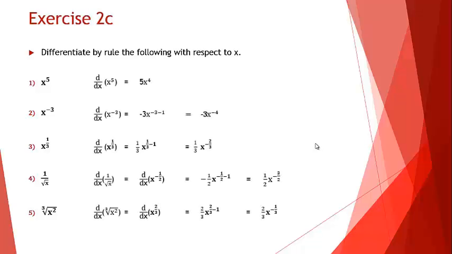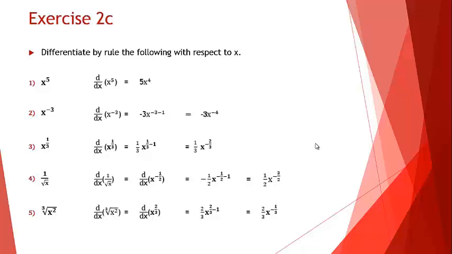When you differentiate x to the power 5 with respect to x, we multiply by the power and then subtract 1 from the power. So we get 5 times x to the power 4. And when you work out the differentiation of x to the power negative 3 with respect to x, we multiply by the power which is negative 3 and then we take away 1 from the power, which is negative 3 take away 1. So we get negative 3 times x to the power negative 4. Similarly, when x to the power 1/3 is differentiated with respect to x, we get 1/3 times x to the power 1/3 take away 1, which is 1/3 times x to the power negative 2/3.